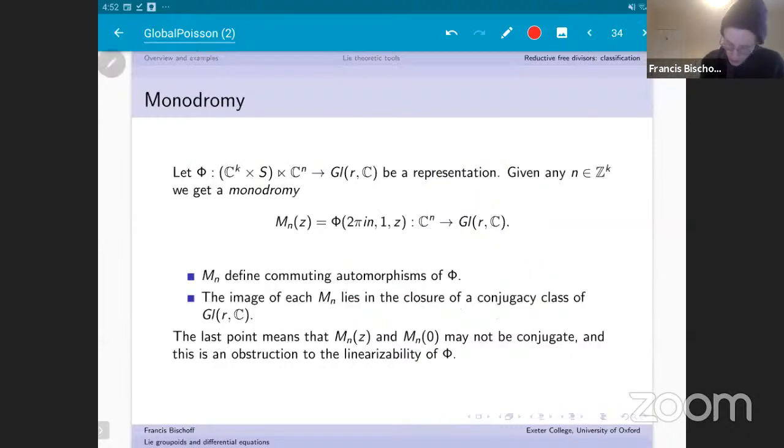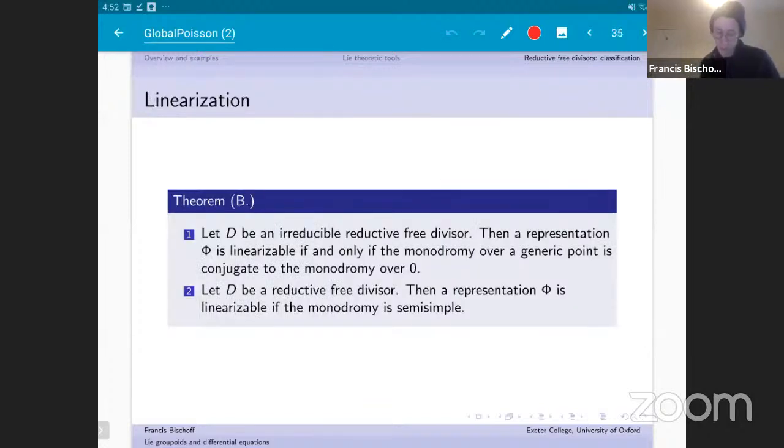Okay, so this is an obstruction to linearizability. And the theorem is actually, this is the only obstruction to linearizability. So here's the theorem. It's kind of two versions. So first of all, if D is an irreducible reductive free divisor, then a representation is linearizable if and only if the monodromy over a generic point is conjugate to the monodromy over the point 0.